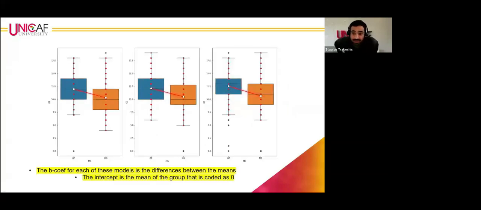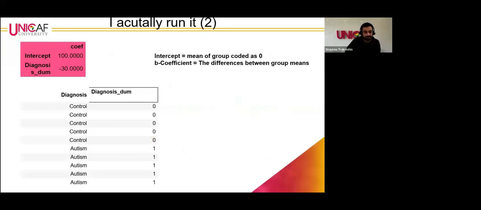And the beta coefficient for each of these models is the difference between the means. Because to go from that point to that point in a straight line, you will need to find the difference between these two means. The intercept, as I told you before, is the mean of the group that is coded as 0.